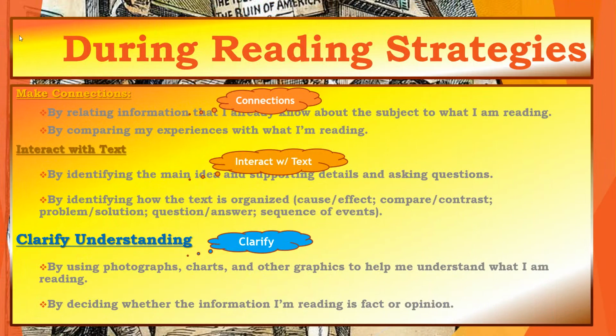But what I'd like you to do is make connections by relating information that you already know about the subject to what we're reading. By comparing your experiences with what you're reading, what personal connections can you make with the text as you go along? I want you to interact with the text by identifying the main idea and supporting details and asking questions, by identifying how the text is organized. Hey, look for those historical inferences, right? Look for problem solution, question answer, sequence of events, cause and effect, and compare contrast.